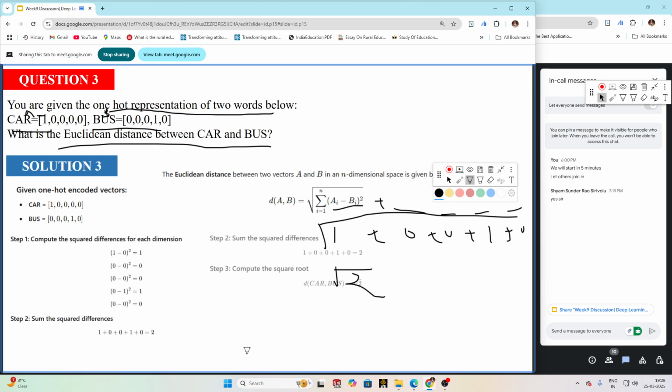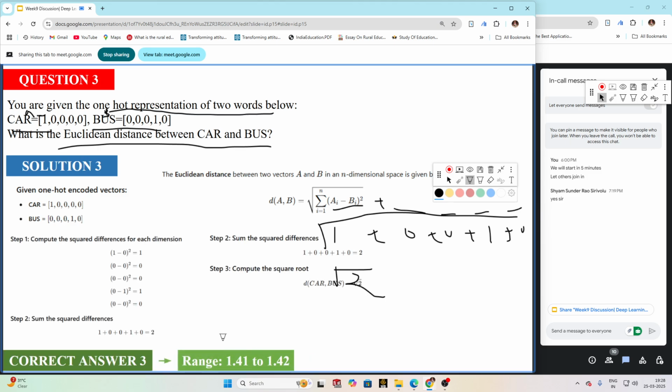This is a range question, so the answer will be between 1.41 and 1.42, because root 2 is 1.414. So that is the thing. I hope this is very easy for all of you.